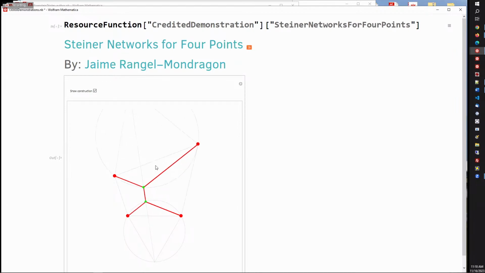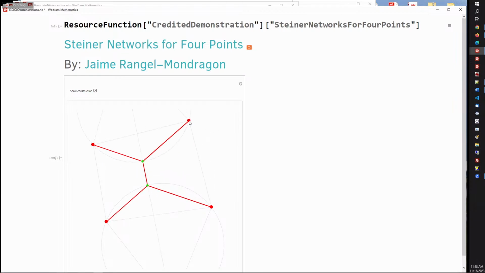More difficult is to find the shortest connecting path. This happens with road construction all the time. You've got these 4 towns, and you basically want to construct roads that connect all the towns together. It turns out that if you want to minimize the length of the roads, you need to build these 2 points and then connect them together. This is called the Steiner network.